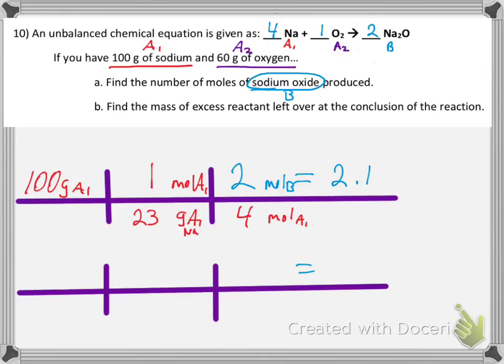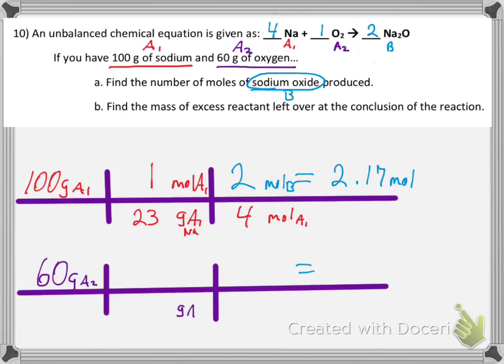Welcome back. Does it match my answer? So we ended up making 2.17 moles of sodium oxide if we have 100 grams of sodium. But it tells me we also have 60 grams of oxygen, and now we've got to be careful because we don't know which one's going to run out first. Which one's going to be the ham?